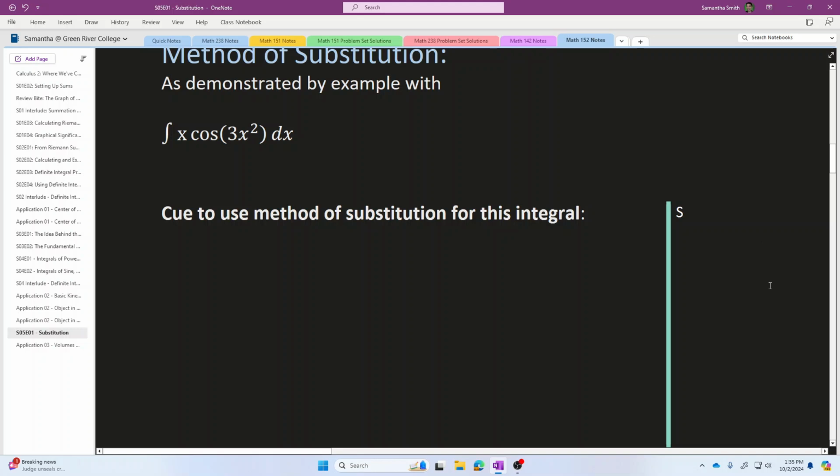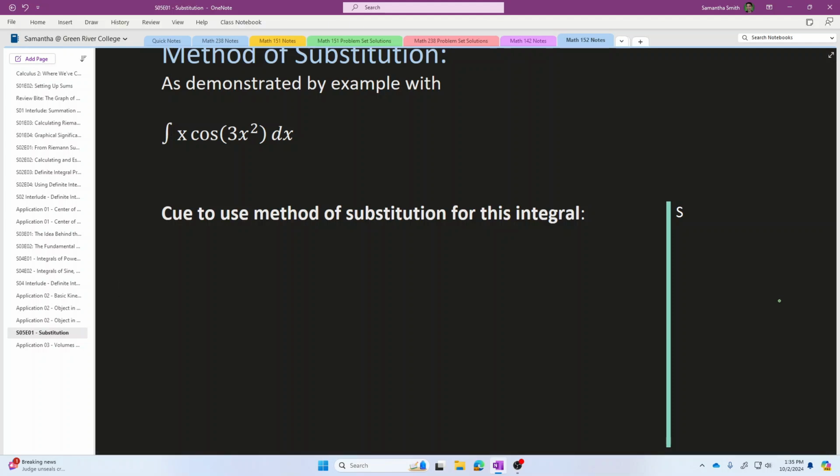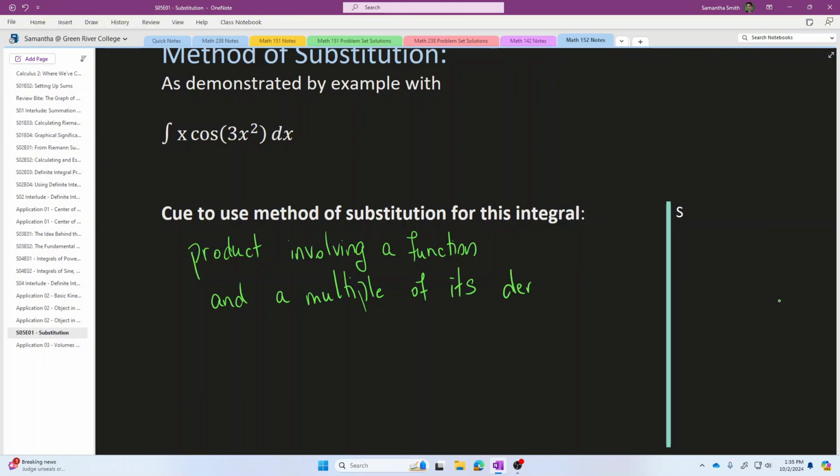Now, the first thing I want to talk about is, faced with this kind of problem, how do I know that method of substitution is the method that I want to use here? The major cue that I am looking for when I'm trying to decide if method of substitution is going to be viable is a product involving a function and a multiple of its derivative.